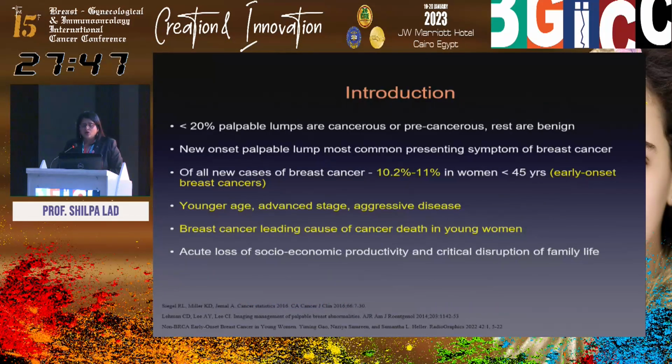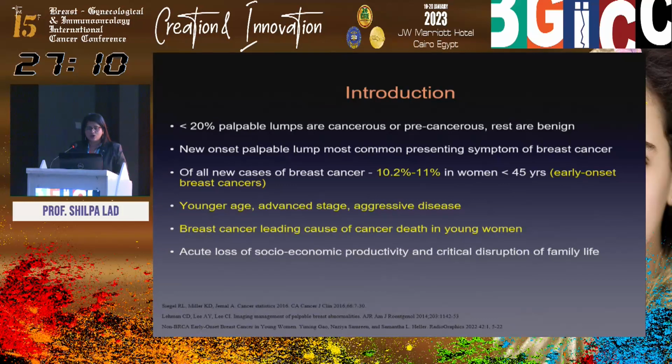We have to understand that less than 20% of palpable lumps are cancerous or precancerous. The rest are all benign. But a new onset palpable lump is the most common presenting sign for breast cancer. Of all the breast cancers that we see, 10 to 11% happen in women less than 45 years. These are the early onset breast cancers. Younger age, advanced stage, and aggressive disease. This is not a good combination. And therefore, breast cancer has become the leading cause of cancer death in younger women.